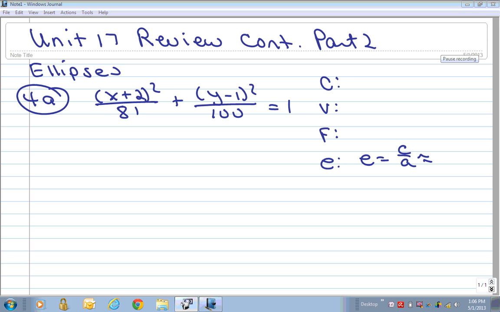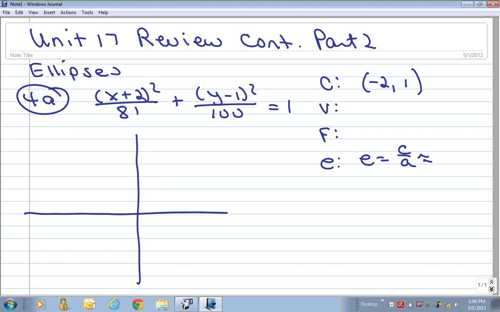Okay, well the center is pretty easy. We're going to take a look at our x plus 2, our y minus 1 part, and we would know immediately that our center was at -2 and +1. Remember, again, sketch as we go so we can know. So our center is at -2, +1, so our center is about right there.